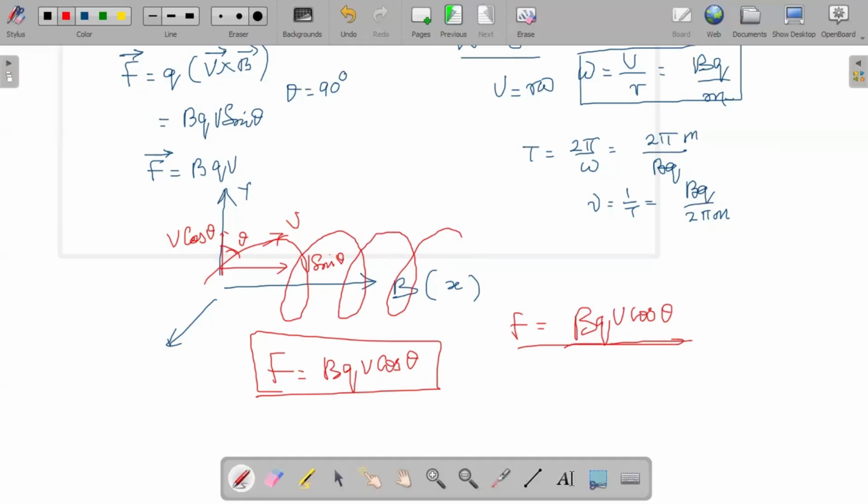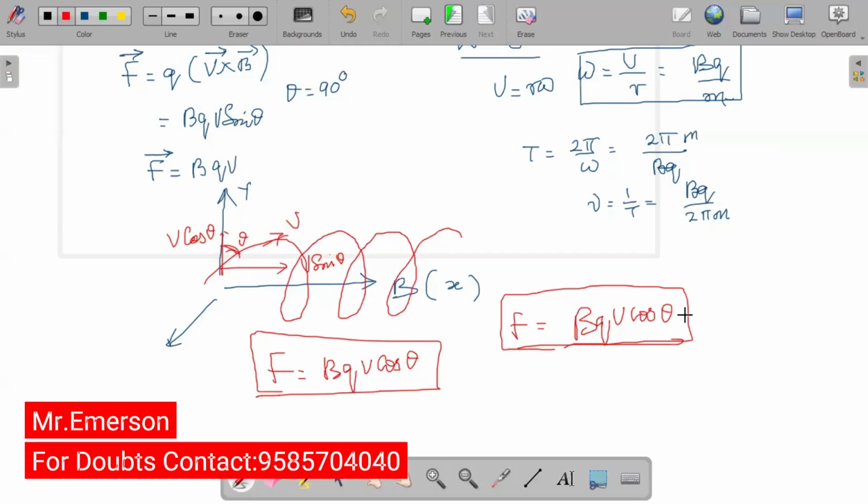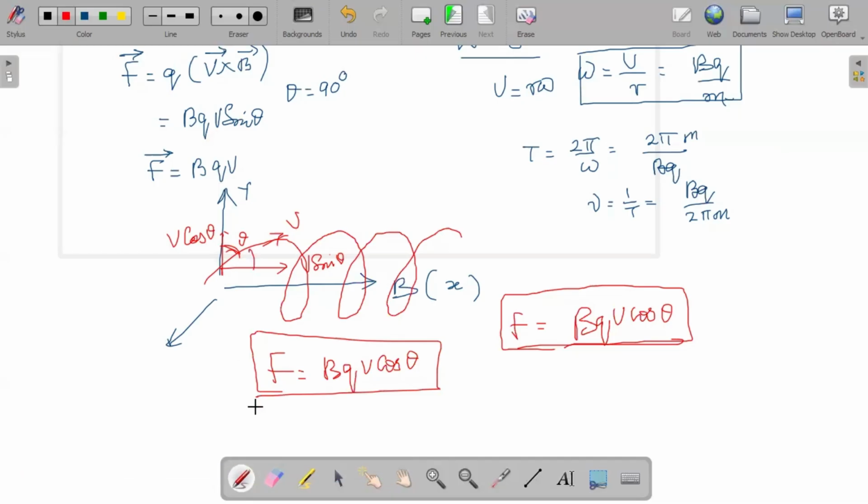This is the force when the particle moves at an angle from the magnetic field. We have taken theta as the direction of the particle from the y-axis, so cos theta comes. Suppose we had taken the angle from the x-axis, it would have been sin theta. So be clear about what angle is taken into consideration when the charged particle enters the magnetic field.